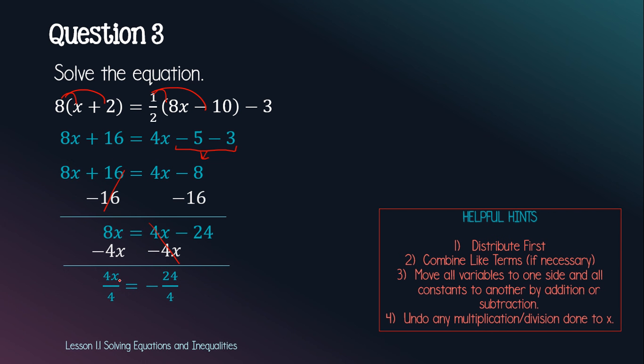And then to get x by itself, since I had a 4 times x, I had to divide to undo that multiplication. So those 4's cancel. And then x is just going to end up being -6, because -24 divided by 4 is -6. And you can always, I didn't put step 5 over here, but you should always go back. You can check your answer by plugging it into your equation to see if it works.